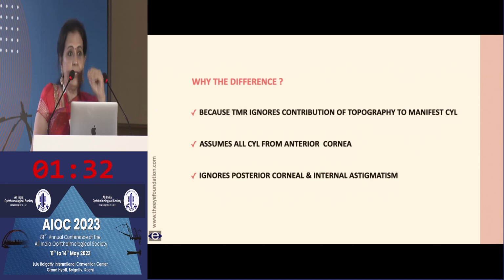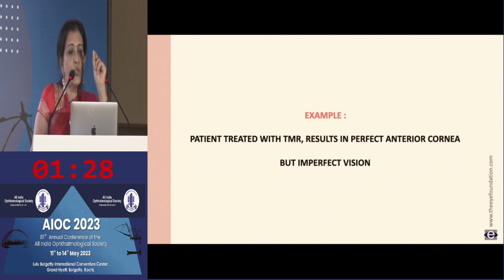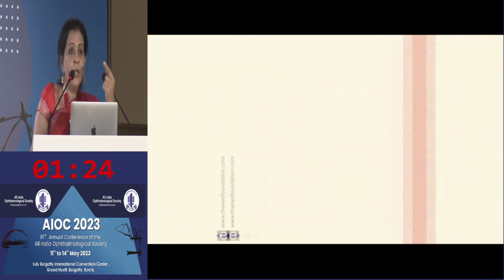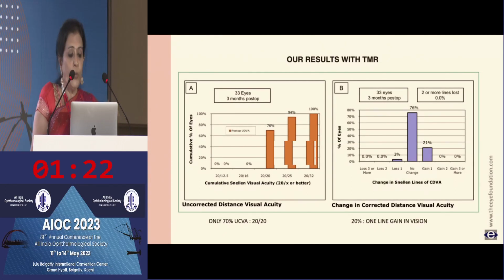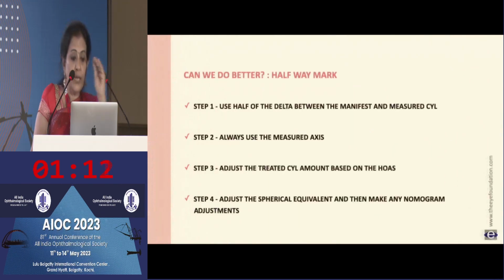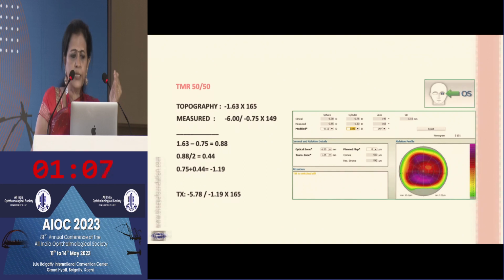As I said, it was assuming that all the cylinder is on the anterior cornea, which is not so. You might make the anterior cornea perfect, as in this map, but then there is some residual. We also analyzed some 30 of our eyes, and we found that only in 30% of the eyes the uncorrected vision was better. So were the other results. Then it made you pause: do we do half the topographic axis and magnitude?